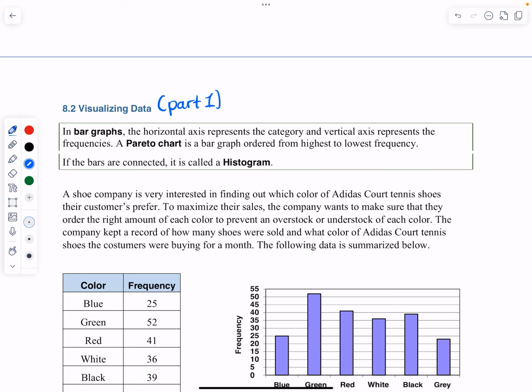Section 8.2, Visualizing Data, Part 1. In bar graphs, the horizontal axis represents the category and the vertical axis represents the frequency. So horizontal, guys, goes this way, and vertical goes up and down.